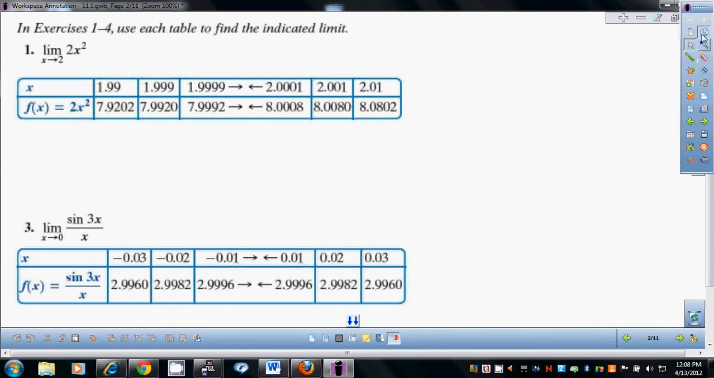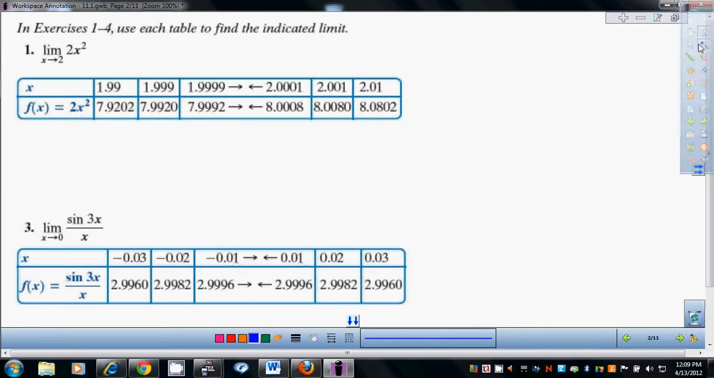Now, on numbers 1 and 3, they did all the work for you. They already punched in the values. All they want you to see is, do you notice if they're going to the same thing or not? So they said for this one, as x approaches 2, what's our limit? They punched in numbers less than 2. Now they like you to make an entire xy set and punch in several, 1.9, 1.99, 1.999. You don't have to do that. I say to start out with the ones really close and just compare those numbers.